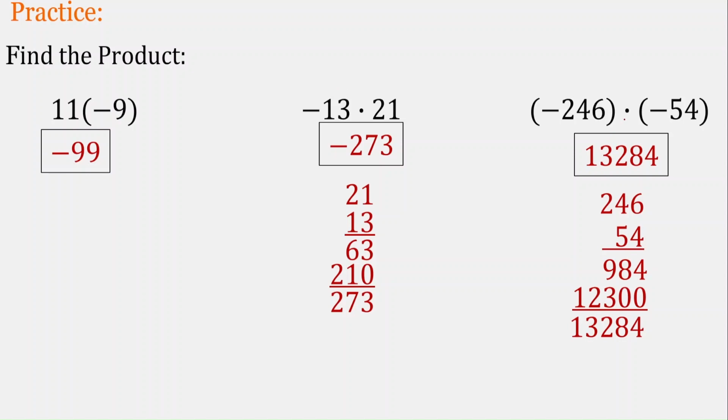And then we had 246 times 54. Again, that came out to 13,284. The signs were the same. They were both negative, so the answer is positive.